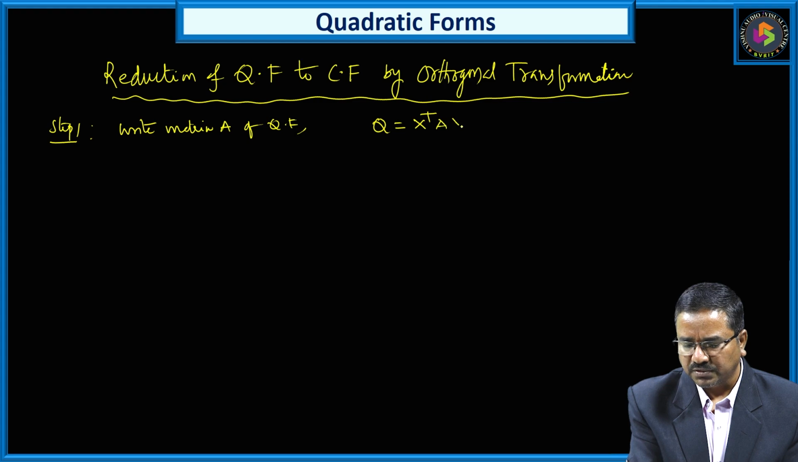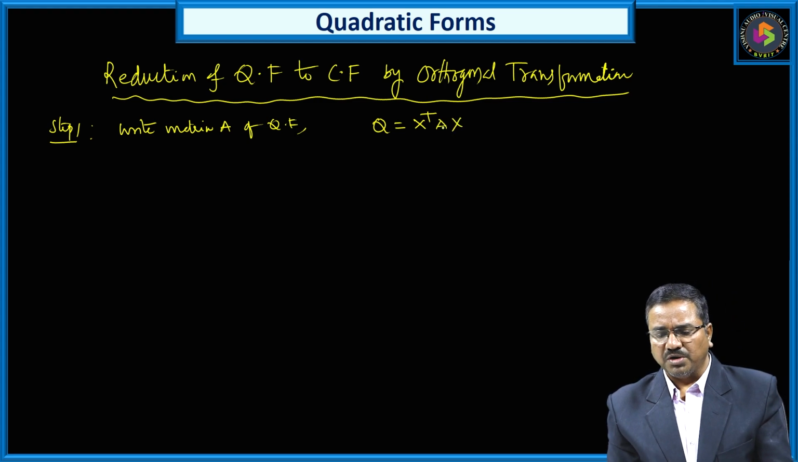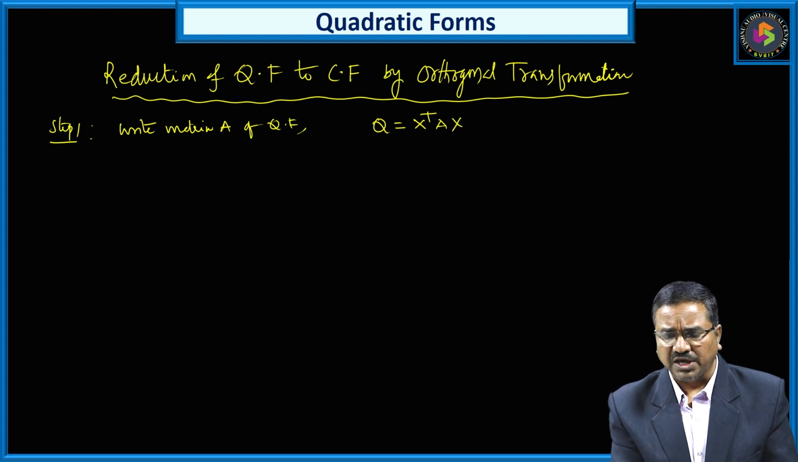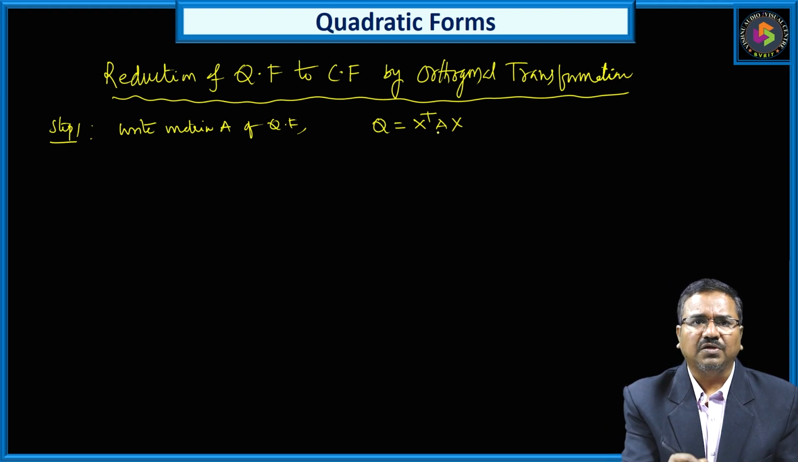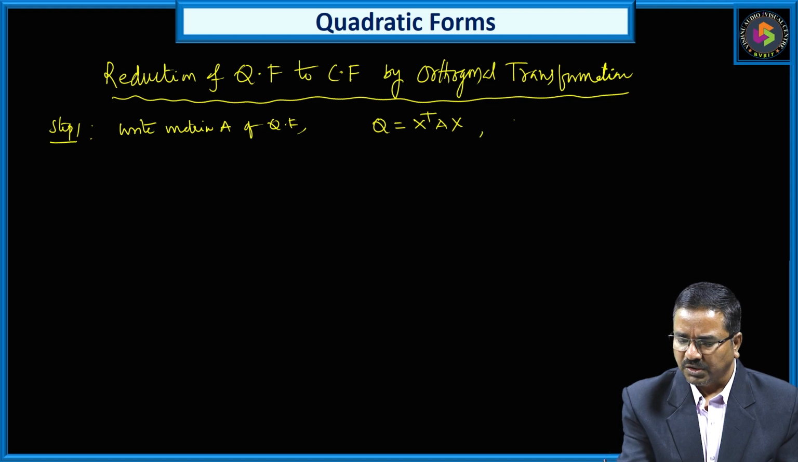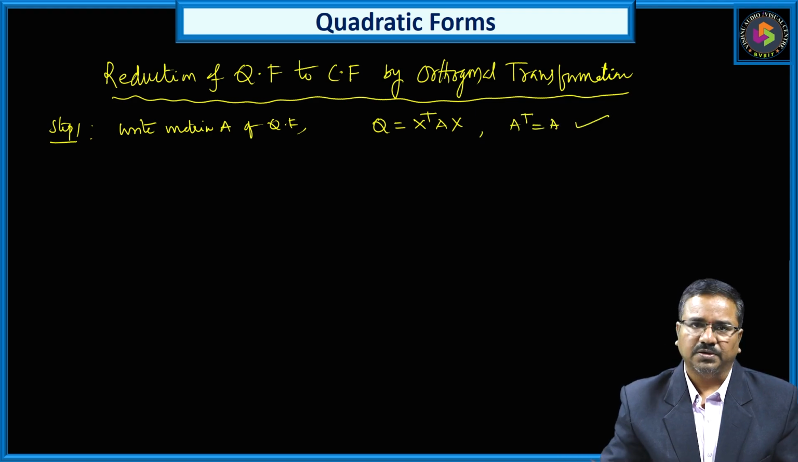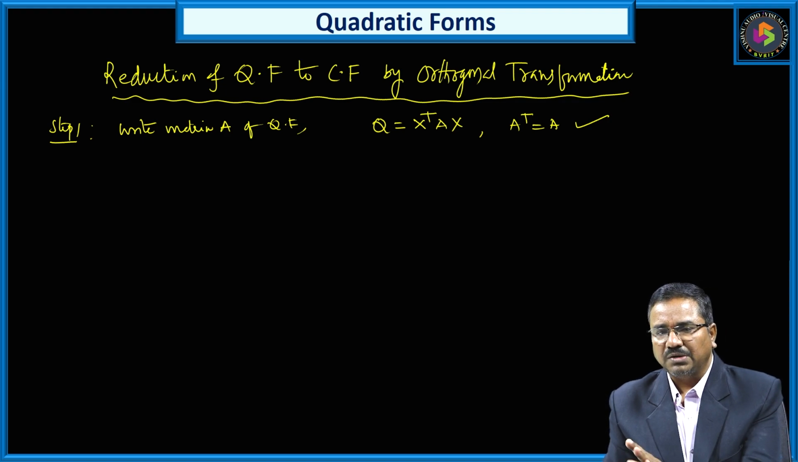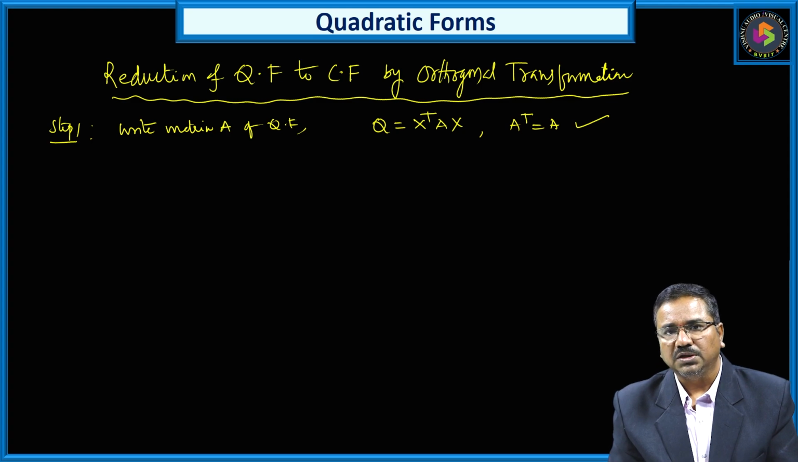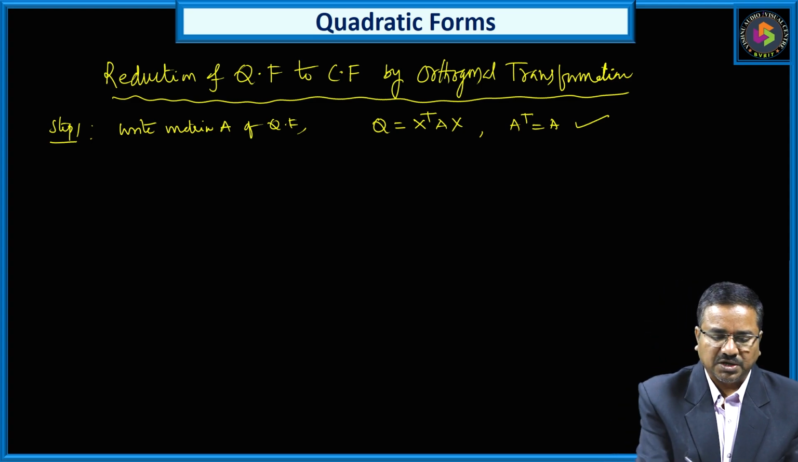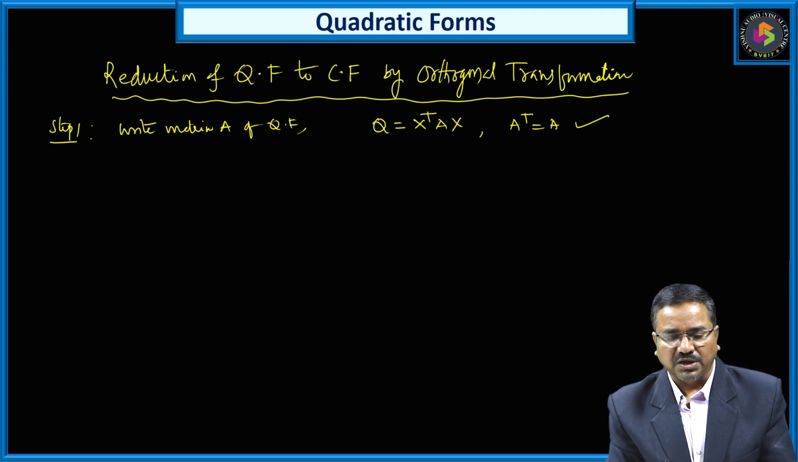If the given quadratic form is expressed in the form X transpose AX, whatever is in the middle, that A, is called the matrix of the quadratic form, and moreover, you will always get a symmetric matrix. This is compulsory. Even if you did not get it, you did something wrong somewhere else. So remember that: the matrix of the quadratic form is always symmetric. Step one is to write the matrix A of the quadratic form.